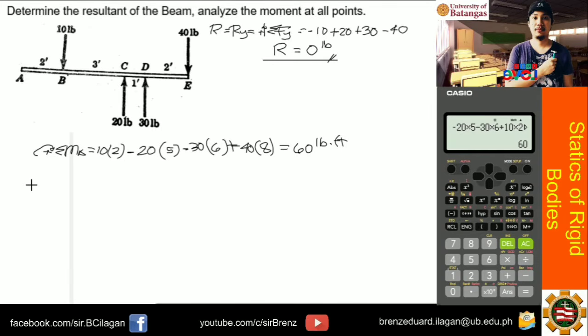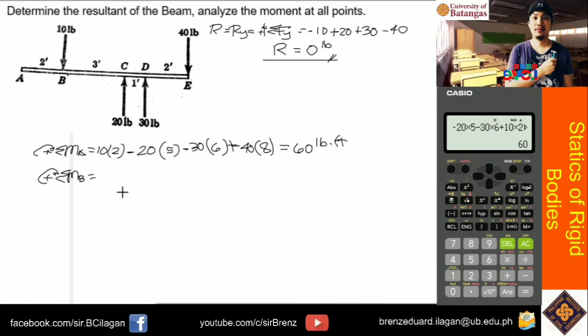Okay, so this time let's try taking summation ng moment at point B. So when you take summation ng moment at point B, dapat daw pareho lang tayo ng moment na mapapalabas. To say na ito ay under the category of a couple moment o meron siyang couple moment na tinatawag.